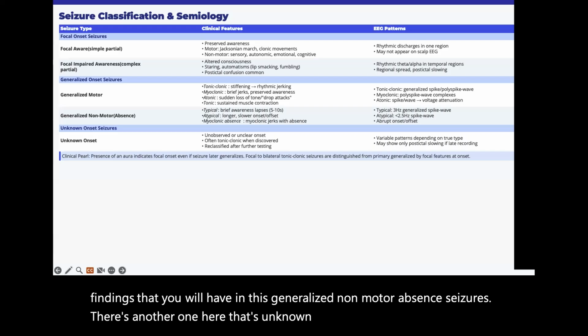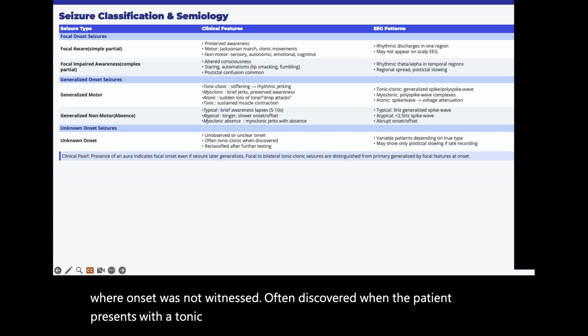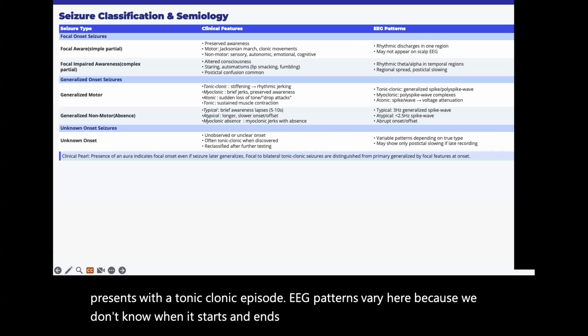There's another one here, the unknown onset seizure. These are seizures where onset was not witnessed, often discovered when the patient presents with a tonic-clonic episode. EEG patterns vary here because we don't know when it starts and ends. The diagnosis becomes clearer with repeat EEGs.